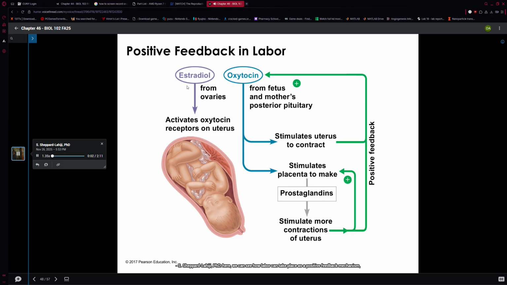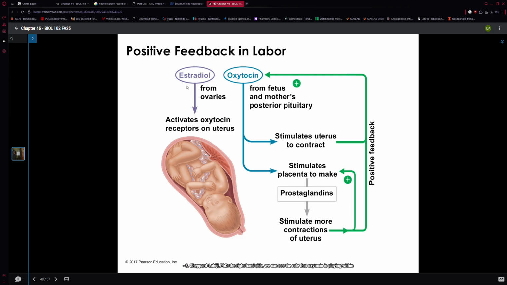Here we can see how labor can take place as a positive feedback mechanism, and this should occur when gestation comes to an end. When it comes to the process of childbirth, this is normally initiated by the fetus, so it plays a really significant role in determining when it's ready to leave, and hormonal changes will help to initiate the process. Now, when it comes to the relationship between mother and fetus, there can be a release of estradiol from the ovaries, and that can help to activate oxytocin receptors on the uterus. There is also an increase in prostaglandins that are seen in response to those changes in estradiol levels as well.